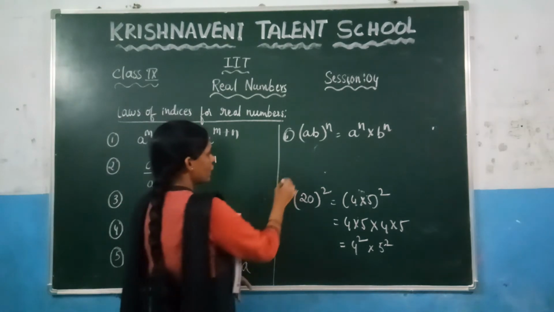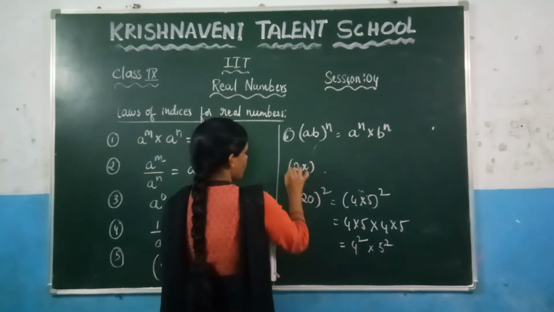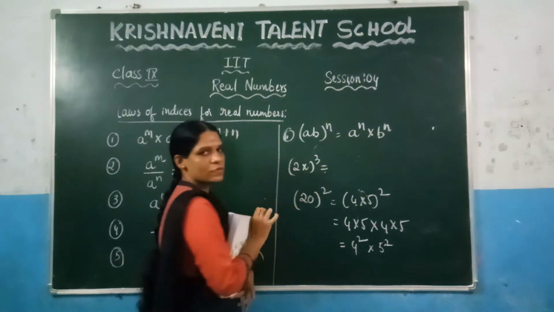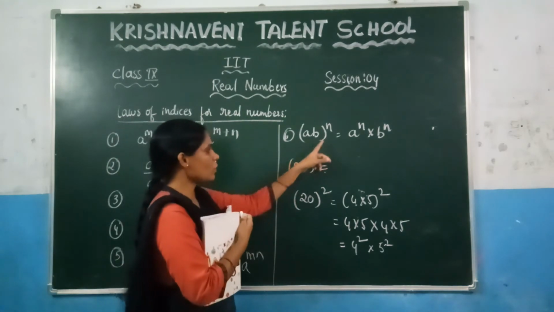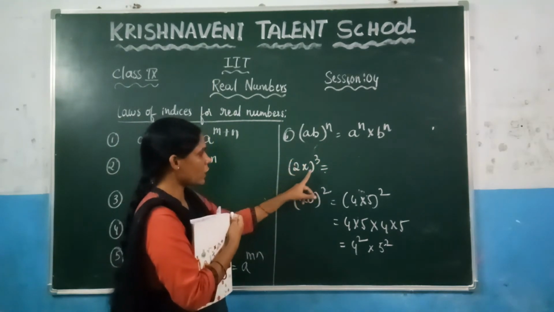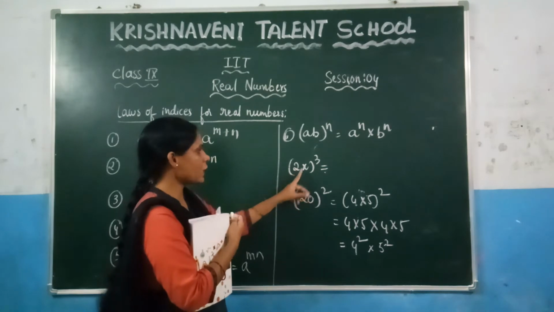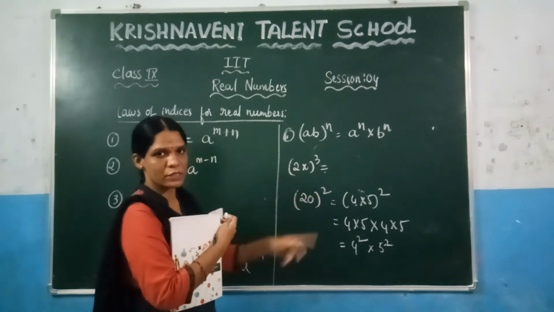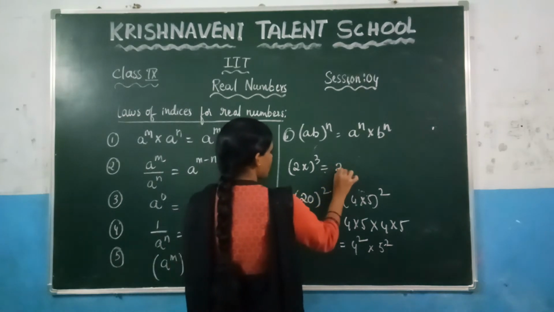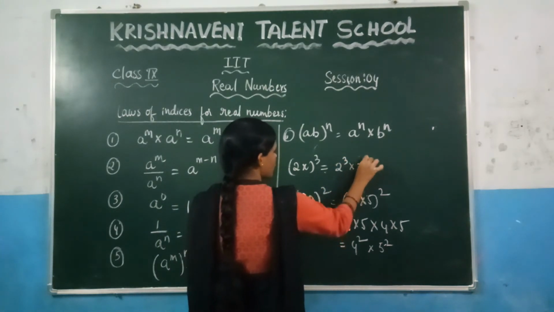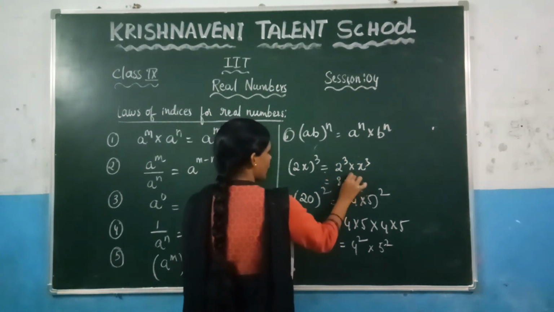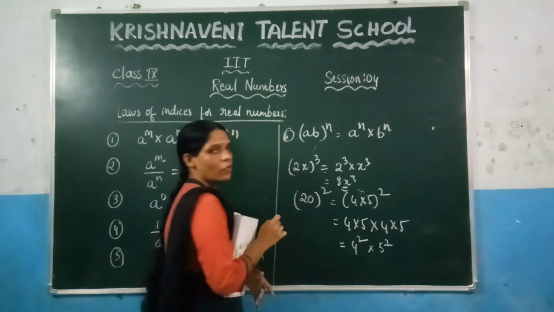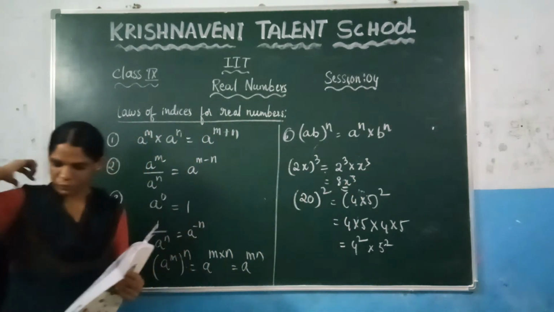Suppose you have been given here (2x)^3, if you want to find this value, the same formula we can apply here. It is in the form of (ab)^n, which is nothing but a^n into b^n. That means this cube is applicable to both of these numbers. So what is the value of this one? 2^3 into x^3, which gives you here 8x^3. This is the next law of exponent. Now see the next one.